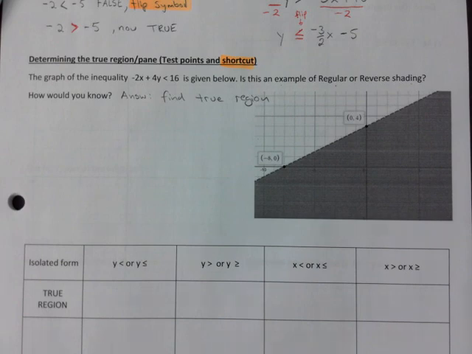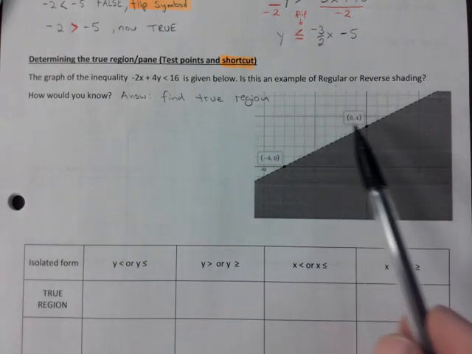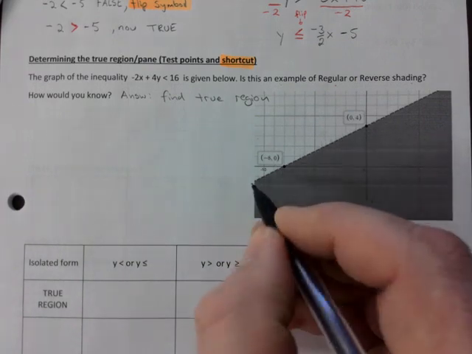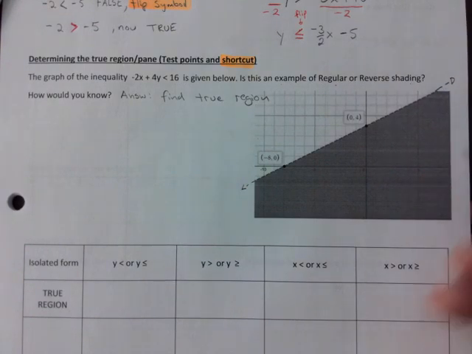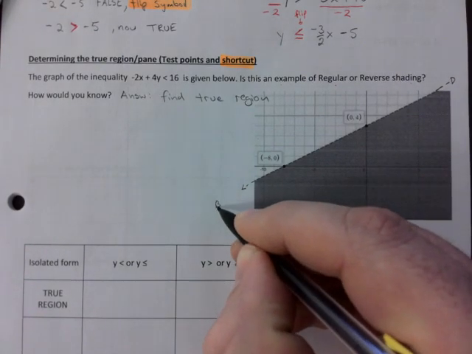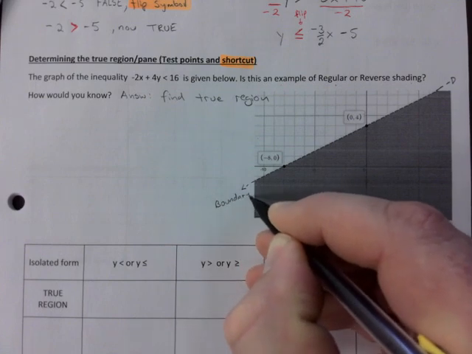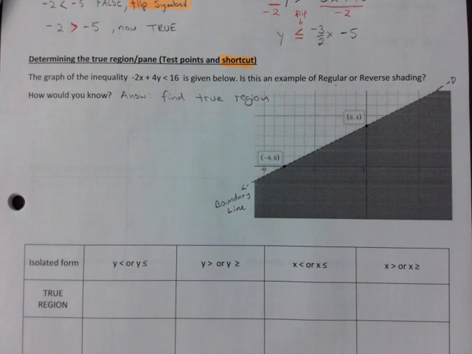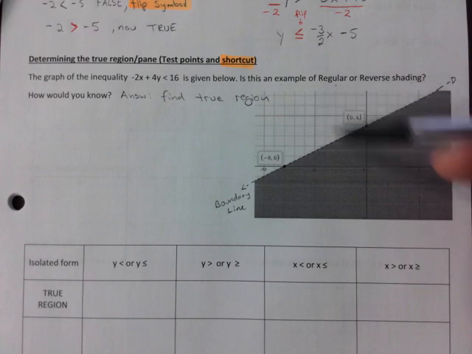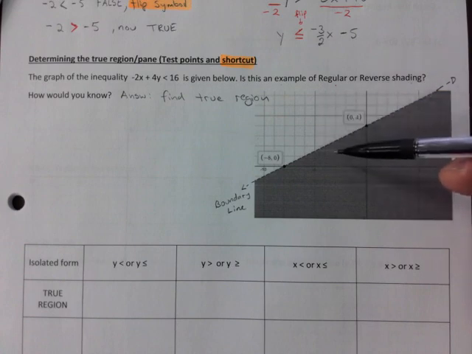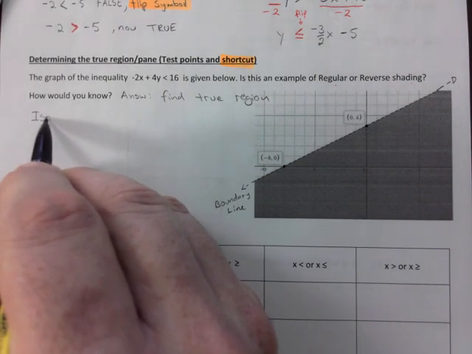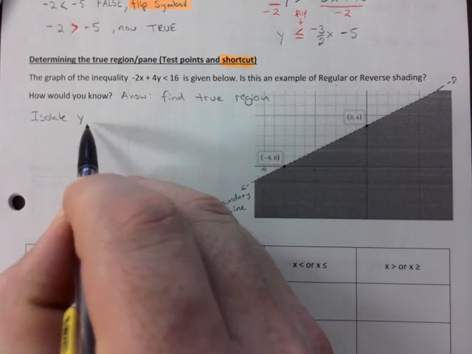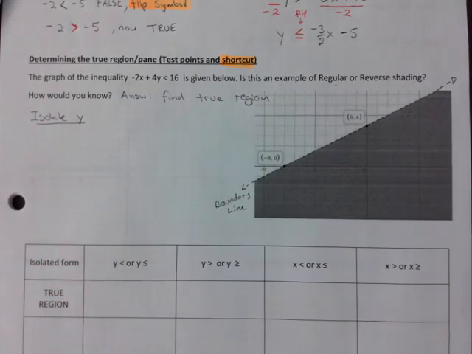We need to find out which one of these two sides is the true region. Remember that the boundary line is here. How about we do that? We'll just extend it a bit and introduce arrows. Right? This is the boundary line. And we want to know, is this the true region or is this the true region? Like, which one of these two is the true region? That's what our goal is. So this is what I'm going to tell you every time. Isolate y. That is your goal. That is what you want to do.